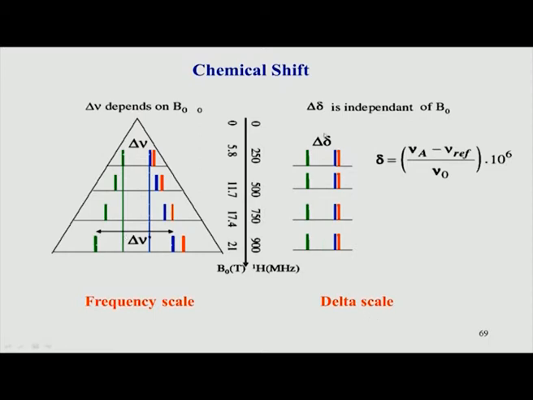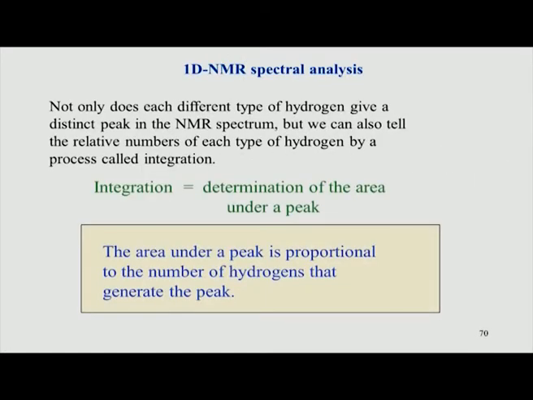In a delta scale, the ppm value remains the same whether you get the spectrum at 250 megahertz or at 900 megahertz. But if you look at the hertz scale, the frequency separation keeps changing more and more as we go to higher magnetic field. So, this is the important concept which has to be kept in mind.